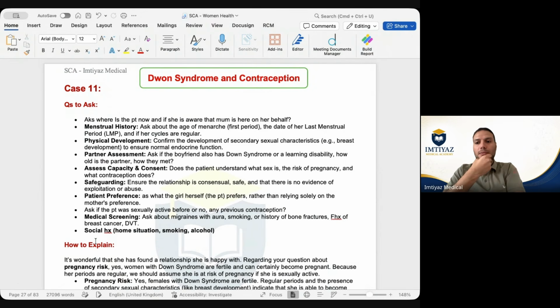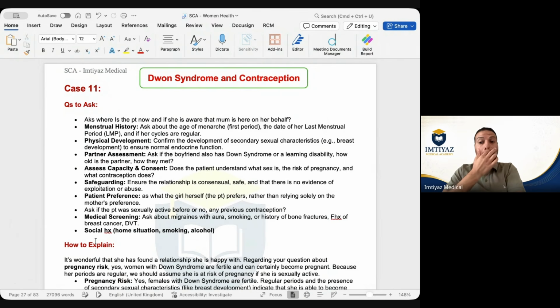And what are the options? Also, I had it before when the girl was 15 or 16 years old, a Down syndrome girl coming with her mom. But if you have something like that in the SCA exam, it's very unlikely you'll have the Down syndrome patient herself. Usually it will be a mom coming asking for contraception for her girl who has a learning disability. It could be a Down syndrome girl, or a learning disability without Down syndrome.